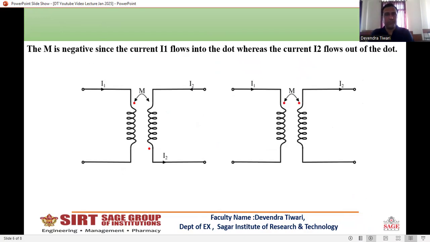Now moving to the next slide. This is the case where M is negative. In this first picture, we can clearly see that the current I1 flows into the dot, whereas the current I2 flows out of the dot. That's why this M is negative. Again here, I1 flows into the dot and I2 is leaving the dot. That's why this M is negative.